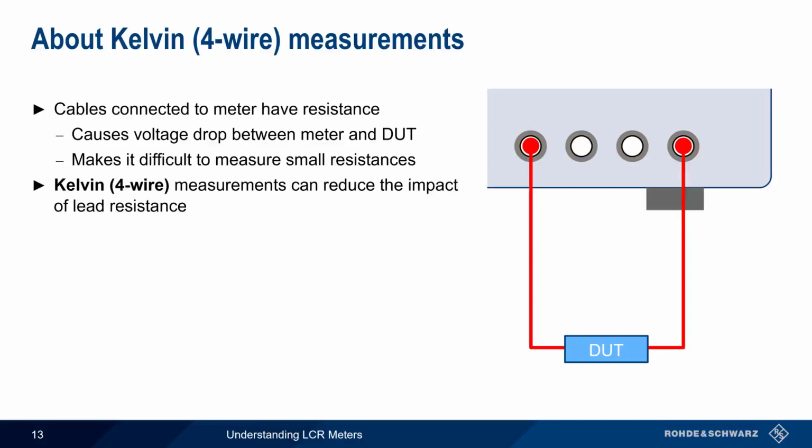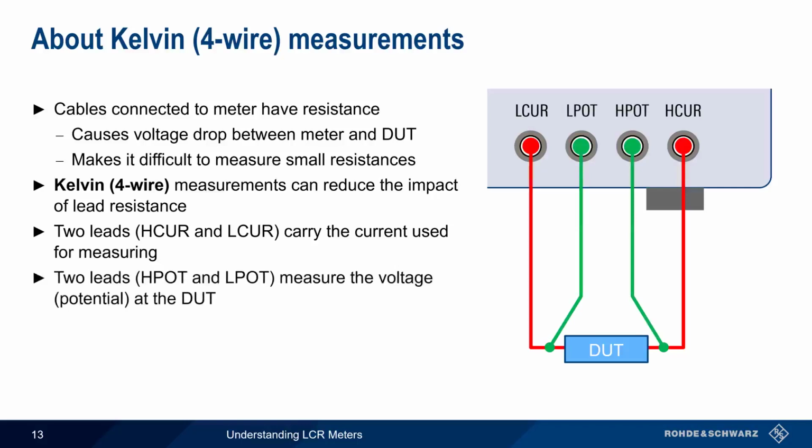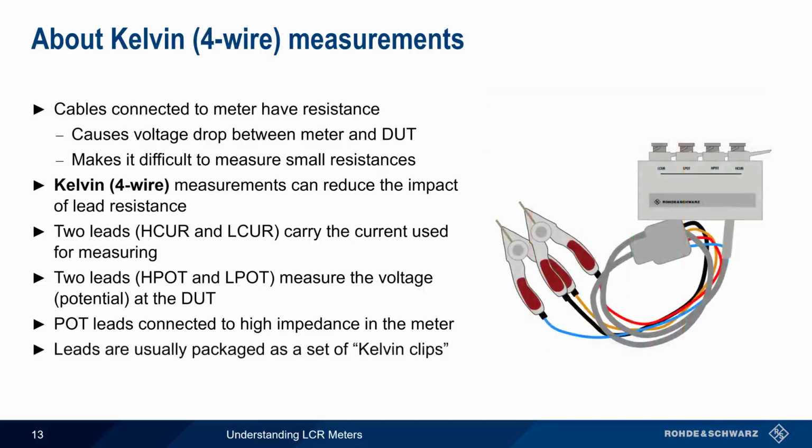In a 4-wire measurement, 2 leads carry the current, but 2 additional leads are used to measure the potential or voltage at the device under test. These leads are connected to a very high impedance, so there's almost no current flow in these leads, and therefore almost no voltage drop. This allows the meter to measure voltage almost directly at the load, with minimal impact from the test leads. In most cases, these 4 leads are packaged as a set of Kelvin clip connectors with 4 wires, but only 2 clip-on style connectors.